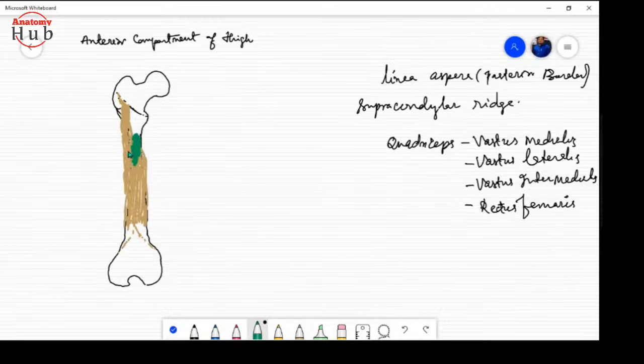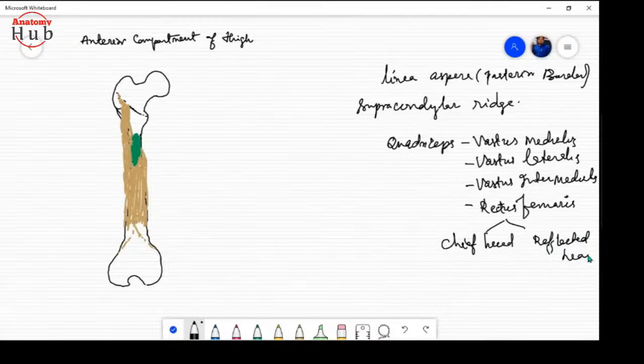Now here we'll find these three muscles, along with another muscle that comes from the AIIS, the anterior inferior iliac spine. So you'll find the rectus femoris muscle. This rectus femoris muscle has two heads. One is your chief head, and another is your reflected head.